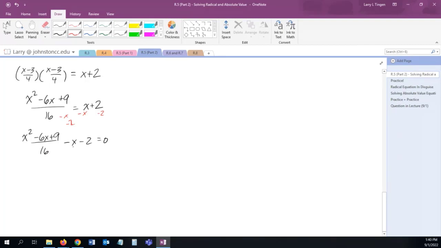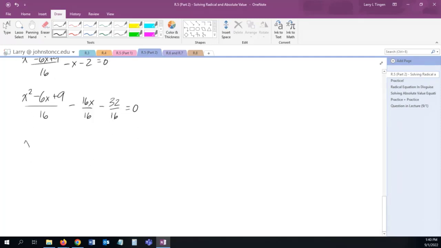The denominator over here is 16, so these need to have a denominator of 16, which means I multiply both of them by 16 over 16. And why do that? I'll show this in a couple of steps. That's 16x over 16, and that's 32 over 16. Now that I have common denominators, I can put the entire problem in the numerator. Minus 16x minus 32 over 16 equals 0.